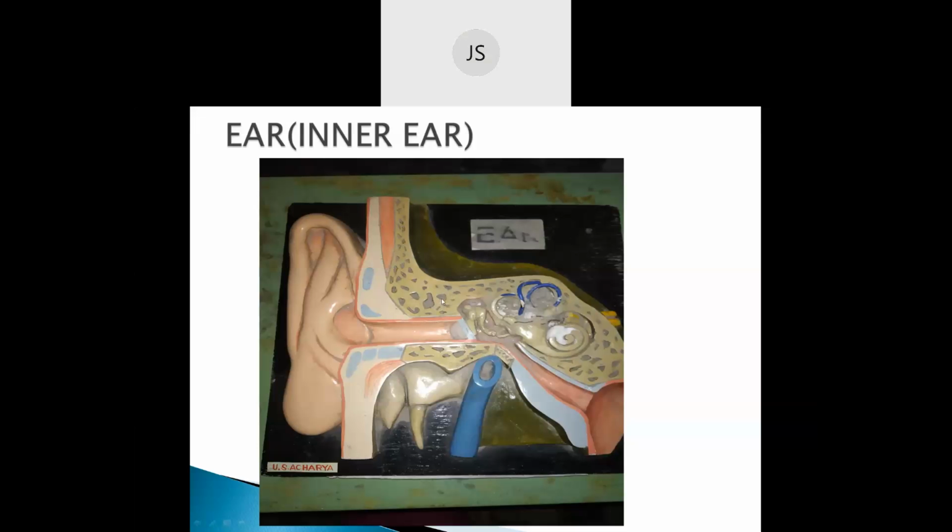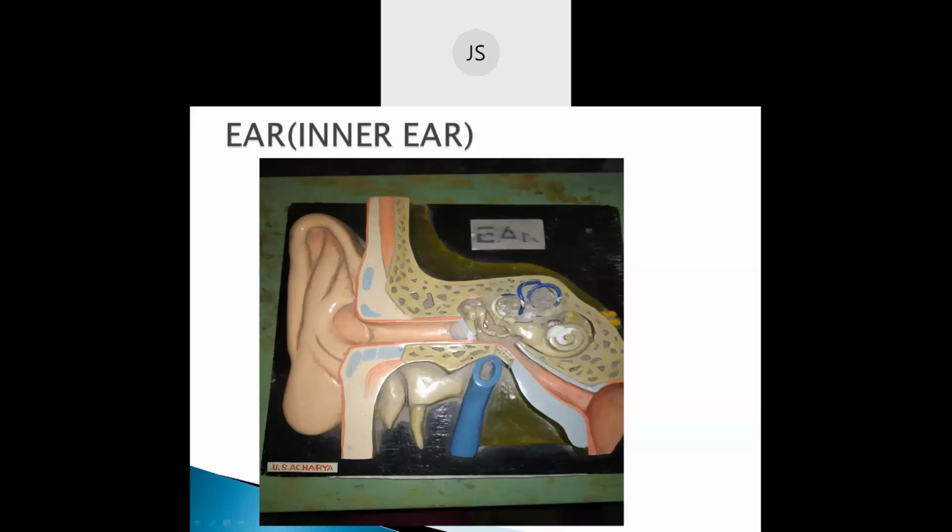Okay, Jondeep. What is this? Ma'am, ear, inner ear, right? Yes. Inside your ear, how many bones do you have? Ma'am, three ossicles. No, I'm talking about bones. You have bones in that ear, right? Can you name those bones?